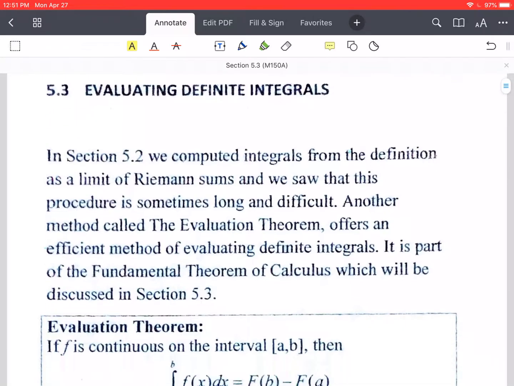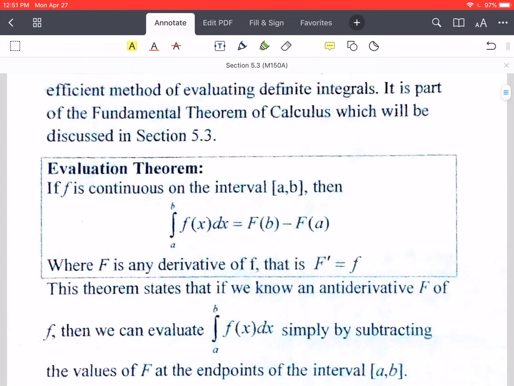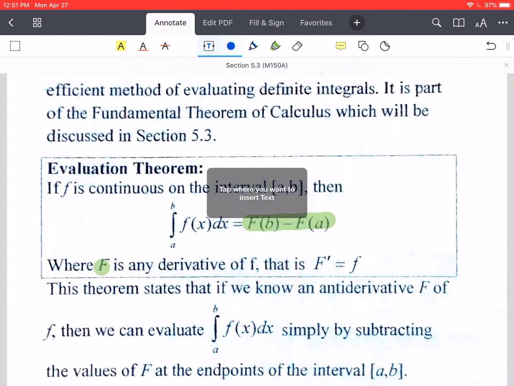So to start us off, we're going to talk about the evaluation theorem. So the evaluation theorem says if f is continuous on the interval from a to b, then the integral from a to b of f of x dx equals big F of b minus big F of a, and this is where big F is any, and they got this wrong here. This shouldn't say derivative. This is where big F is any antiderivative of little f.